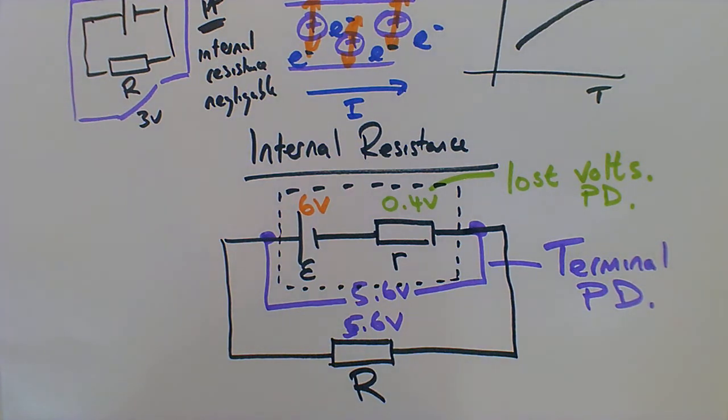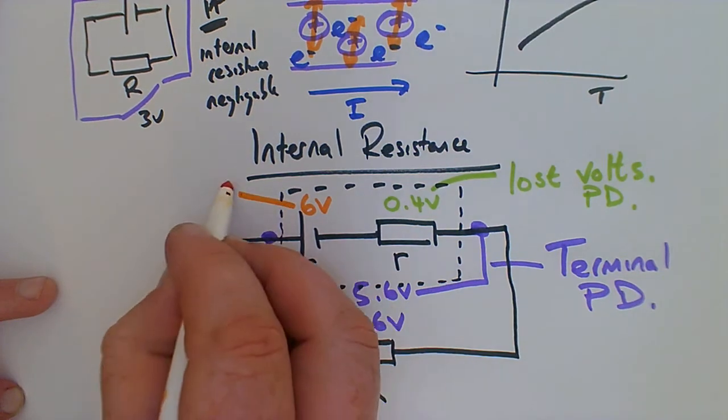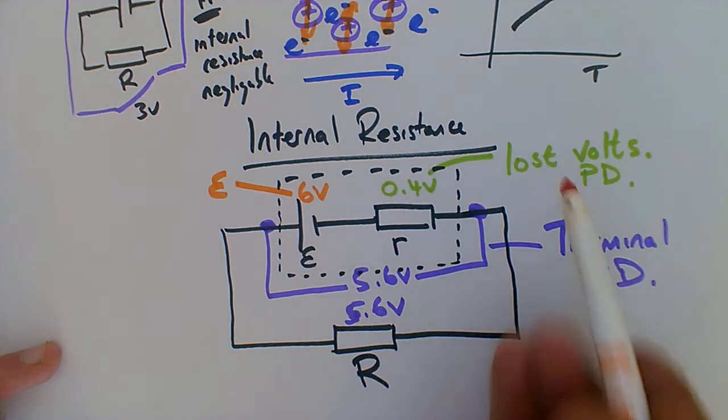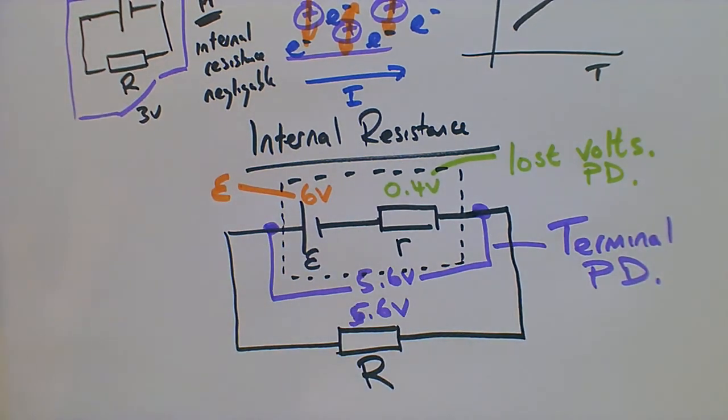Now if you look at the work I send out tomorrow or whenever it is, there are questions that involve this, and you might see, what is the terminal PD, what is the lost volts, what do we call the voltage inside there. This is your basic kind of crib sheet, if you will. That's the EMF. That's the lost volts. That's your terminal PD.